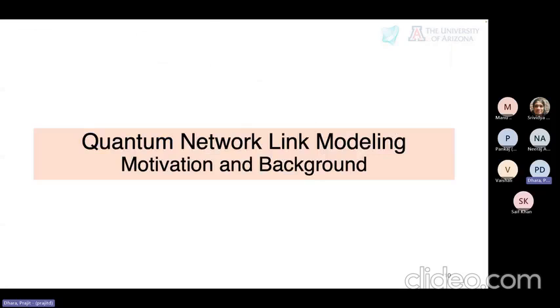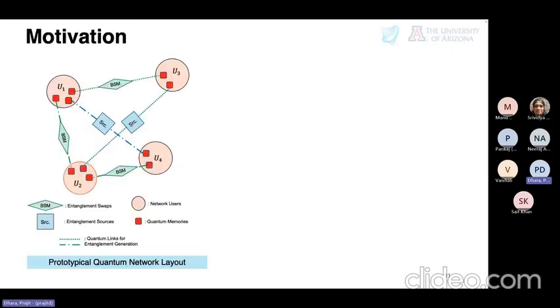So moving on to the meat of the talk, my interest is in quantum network link modeling. So what is my motivation?